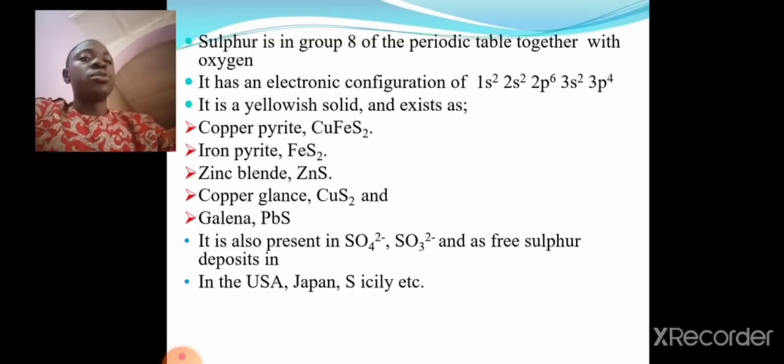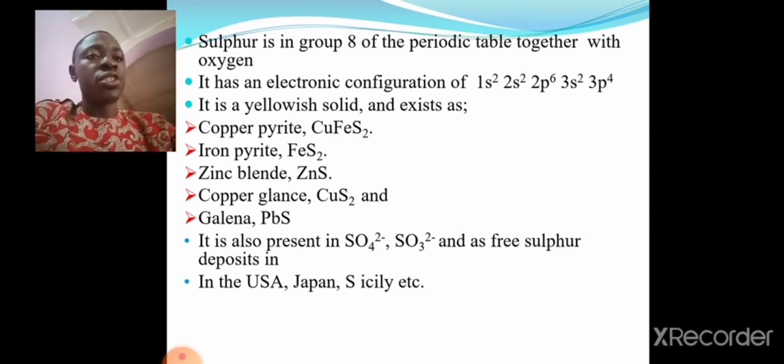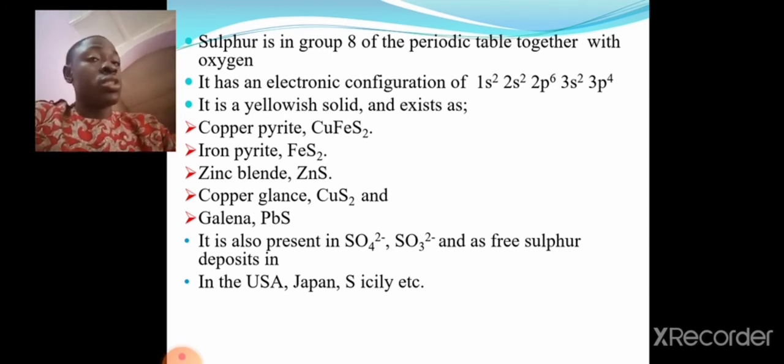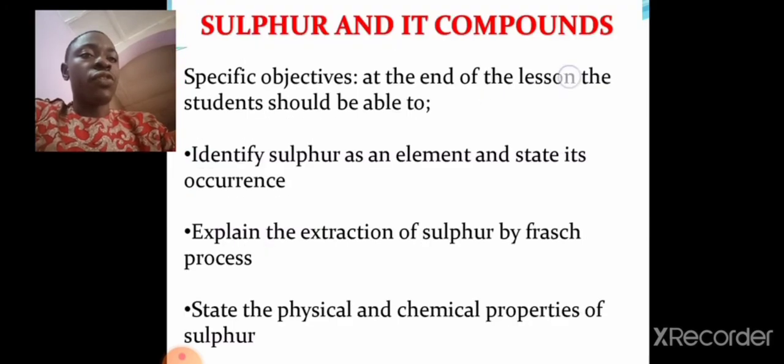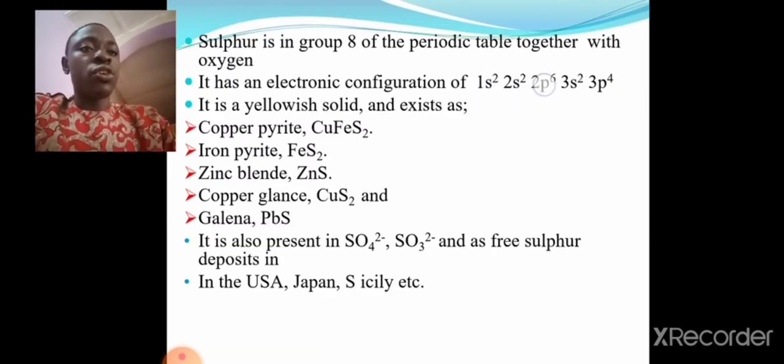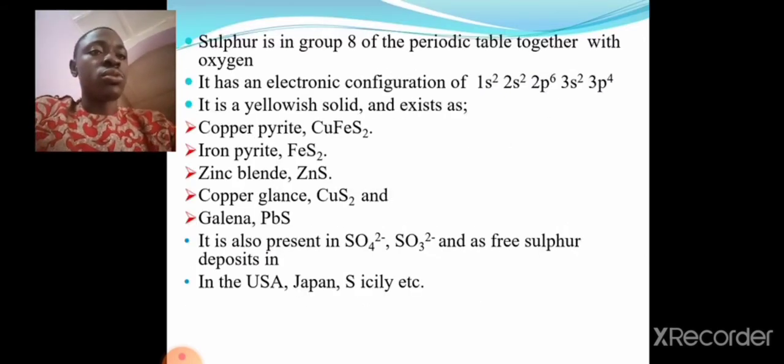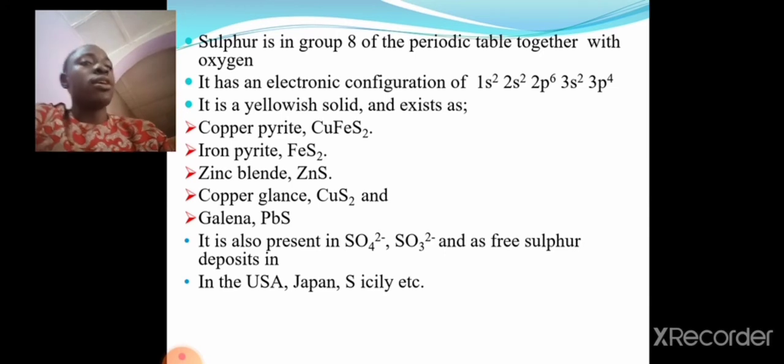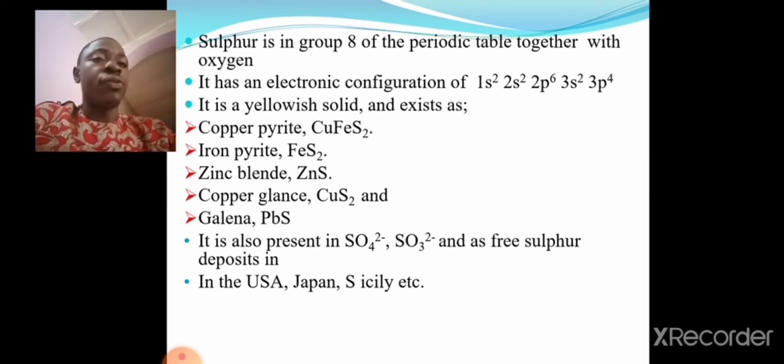So sulfur is in group 8 of the periodic table together with oxygen. Its electronic configuration is 1s2, 2s2, 2p6, and then 3s2, 3p4. That's the electronic configuration of sulfur.